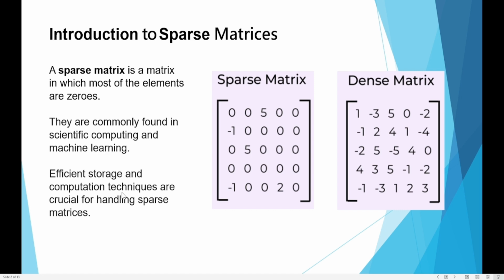Efficient storage and computation techniques are crucial for handling sparse matrices because they contain so many zeros. Storing and processing these matrices directly as if they were dense would be inefficient in both memory and computational resources.